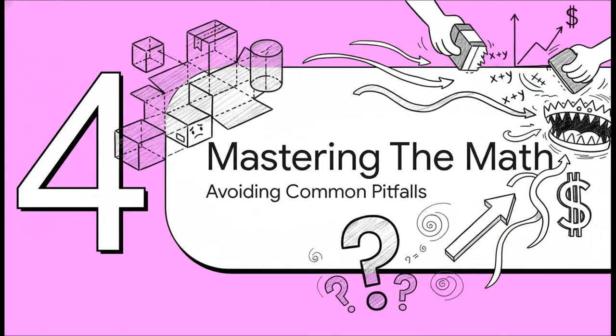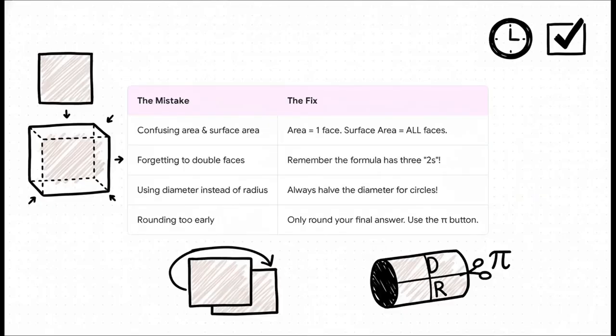Okay, so we've covered the what, the how, and the why. So for this last part, let's make sure you really walk away a pro. We're going to look at the common traps people fall into with this stuff, and more importantly, how you can easily avoid them. All right, here are the big four mistakes you want to watch out for. First, mixing up area and surface area. Just remember, area is one face, surface area is all the faces.